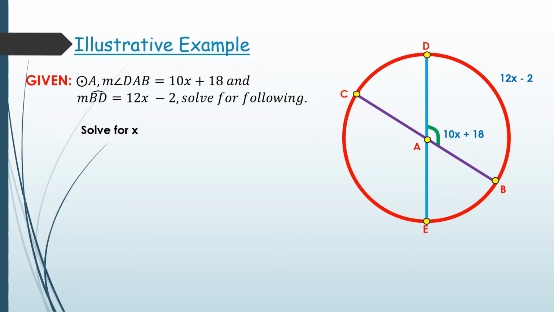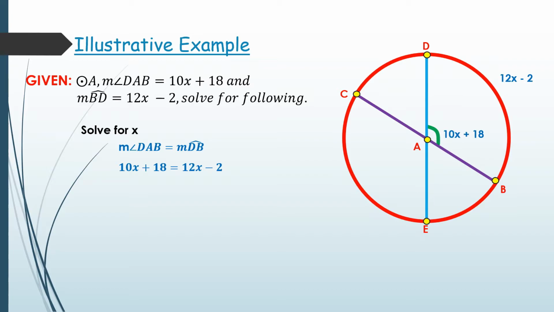To get an equation, we use the property of your given central angle and intercepted arc, which is the measure of angle DAB, the central angle, is equal to the measure of its intercepted arc, arc DB. The given measure of angle DAB is equal to 10x plus 18, and the given measure of arc DB is equal to 12x minus 2. So replacing these will give you 10x plus 18 is equal to 12x minus 2.